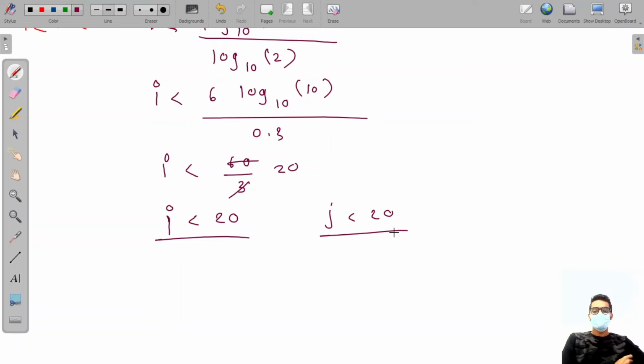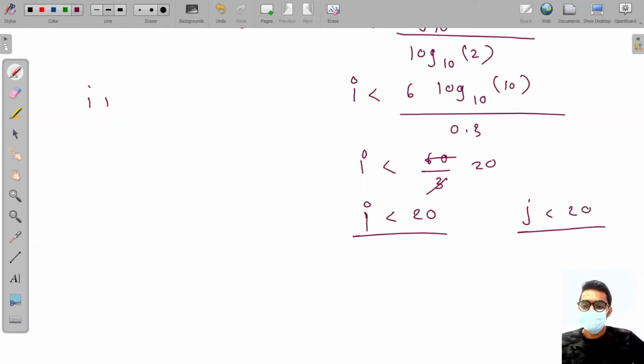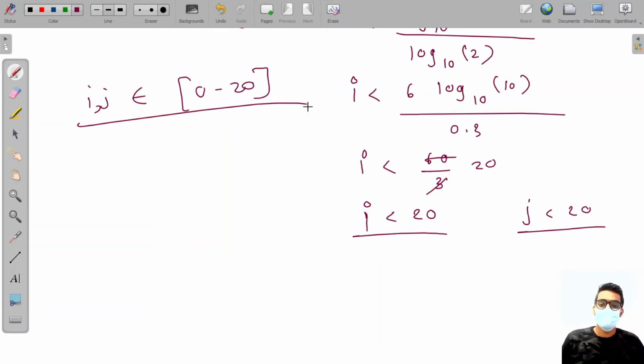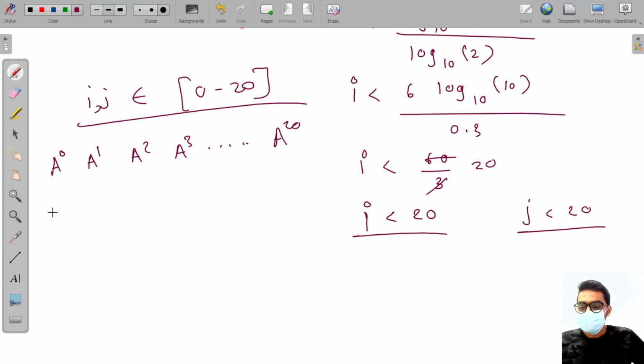So it is a very small number of combinations that we can achieve by using this range. Our i and j's range is between 0 and 20. So the number of combinations that we can make by using this range is 20 times 20, that means 400. So the maximum number of combinations that we can produce is 400. Here let's say a raised to 0, a raised to 1, a raised to 2, a raised to 3, up to a raised to 20. Similarly for b raised to 0, b raised to 1, b raised to 2, b raised to 3, b raised to 4, up to b raised to 20.